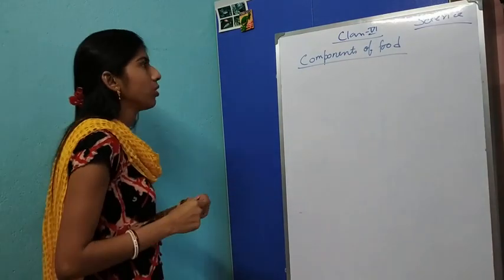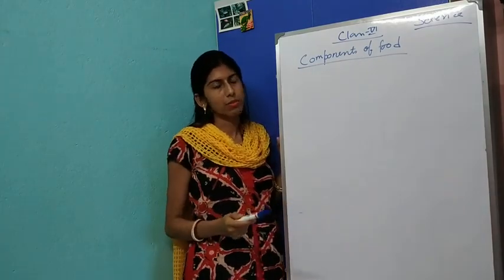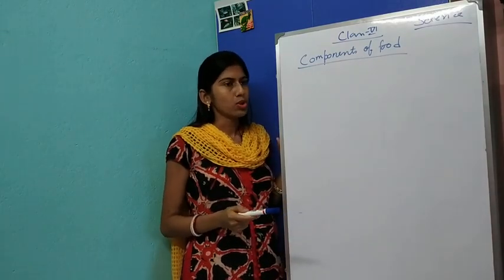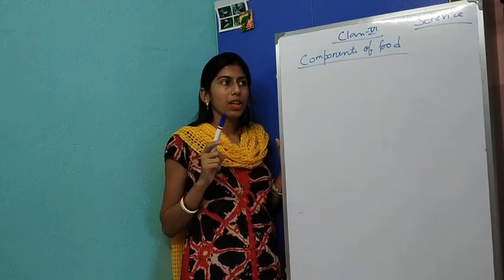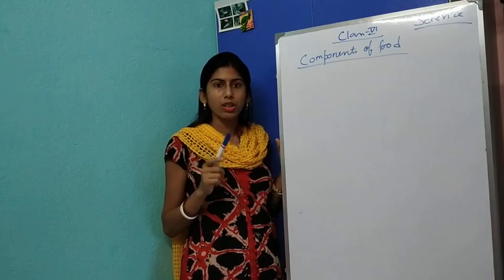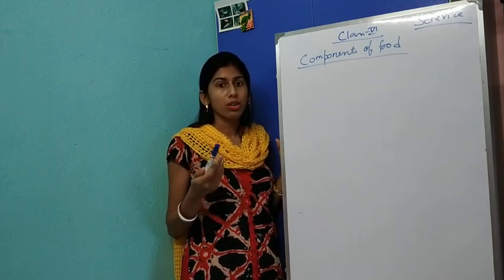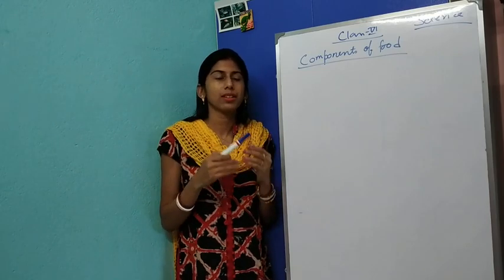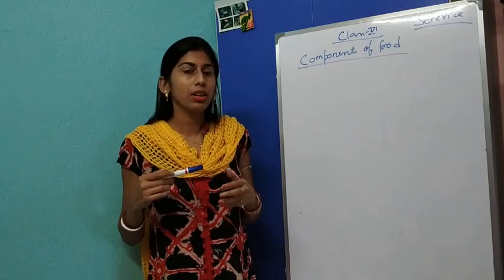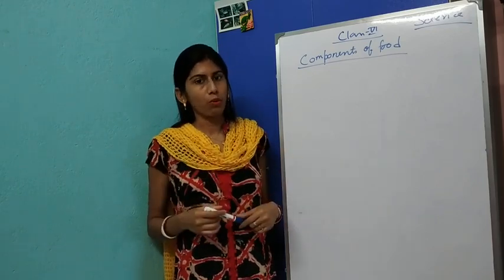Today we will proceed with the chapter Components of Food, which is the second chapter of our science book. In your previous class, we completed knowing the different tests for carbohydrate, protein and fat. How will you prove that in our food carbohydrate or protein or fats are present? From that we can conclude that in a single food, different types of components can be found.